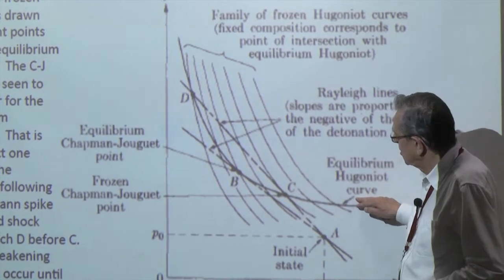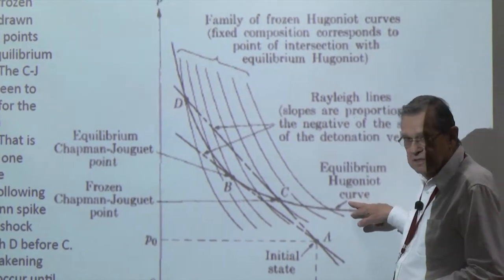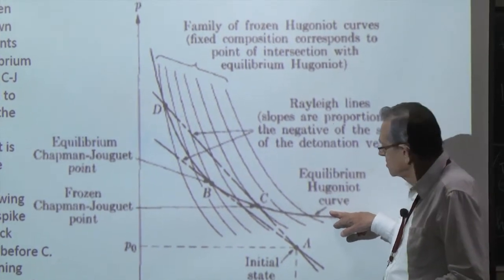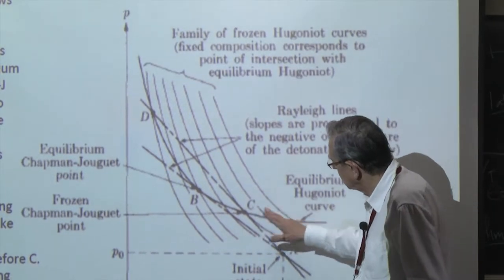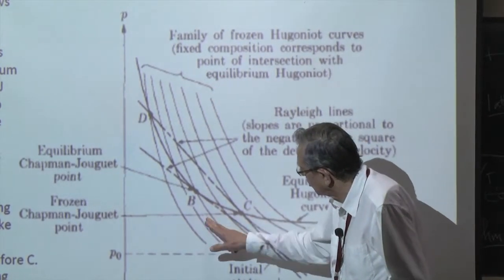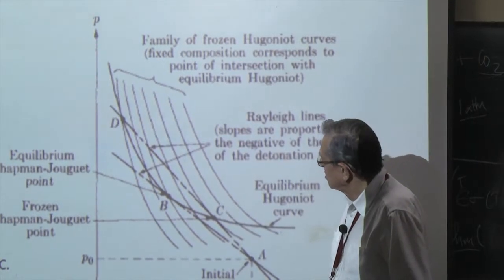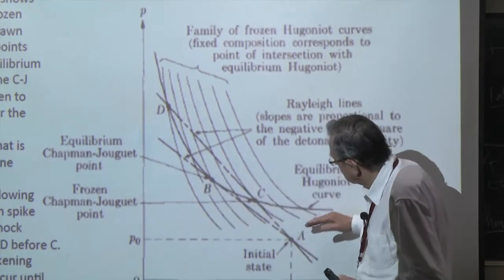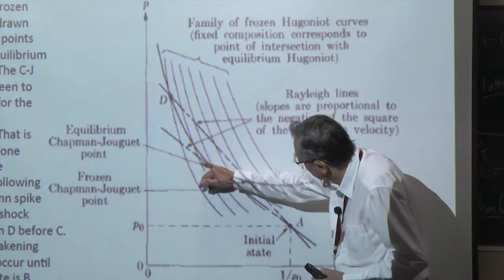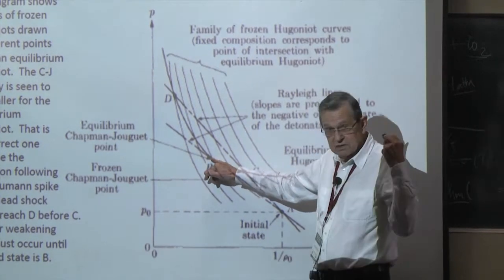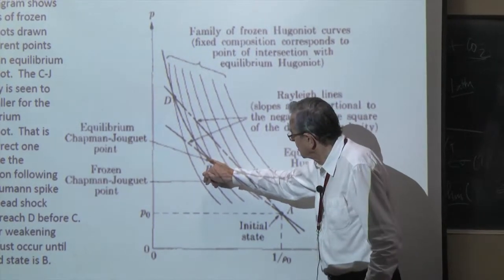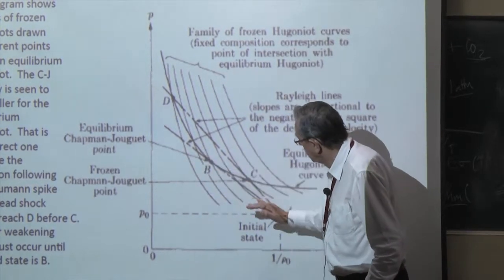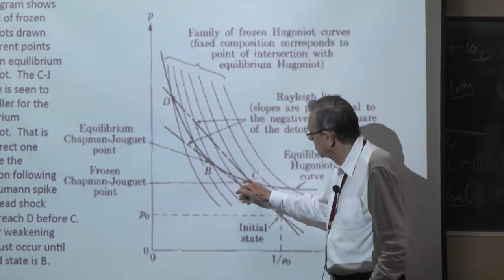Hugoniots are different depending on whether you let the reactions go to equilibrium or whether you freeze them at the final state. If you freeze the reaction to the final state, you get Hugoniot curves that are frozen Hugoniots like this. There was a debate long ago in the literature as to whether the intersection between the Rayleigh line, the tangency condition for this Chapman-Jouguet condition, should be applied to the equilibrium Hugoniot or to the frozen Hugoniot at the equilibrium state.